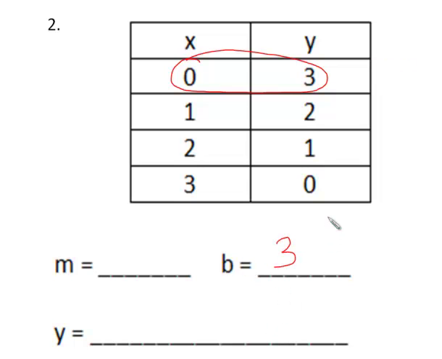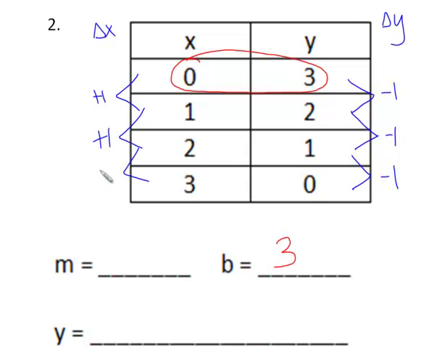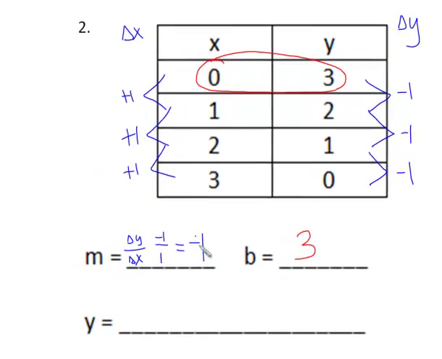Now to find slope, I'm going to find my change in y over my change in x. My change in y from 3 to 2 is minus 1, from 2 to 1 is minus 1, and 1 to 0 is minus 1. My change in x from 0 to 1 is plus 1, from 1 to 2, plus 1, 2 to 3, plus 1. So my change in y over change in x is negative 1 over positive 1. Whenever that is reduced, it just becomes negative 1.